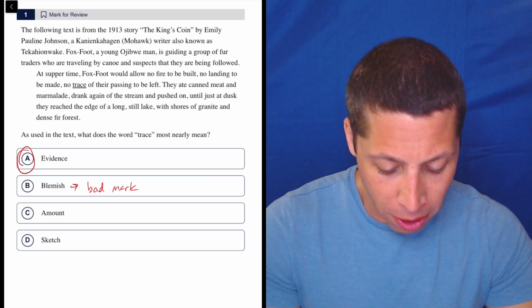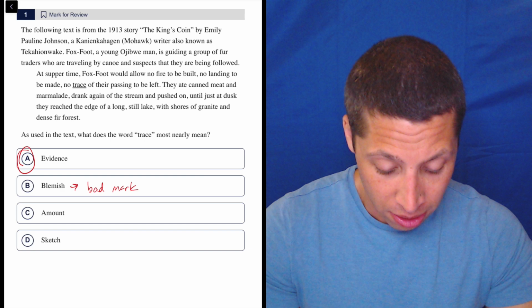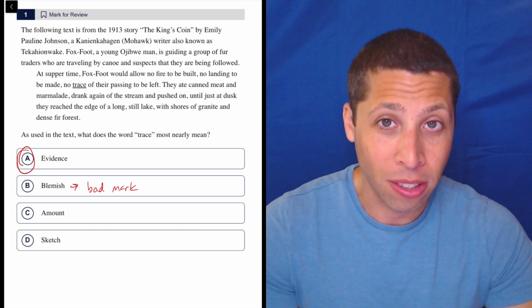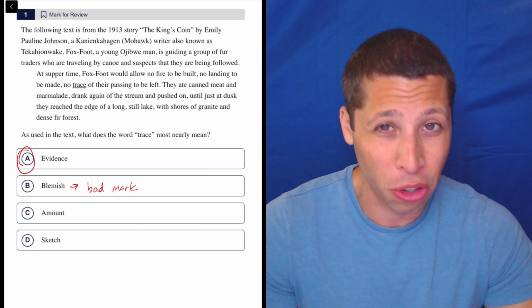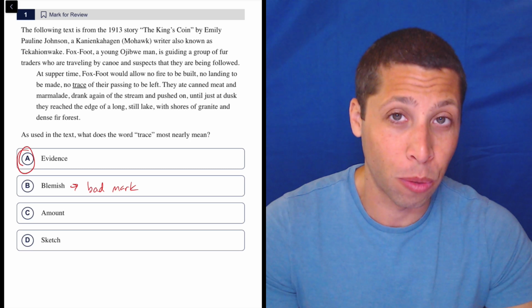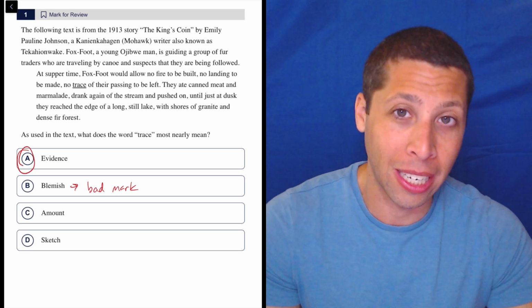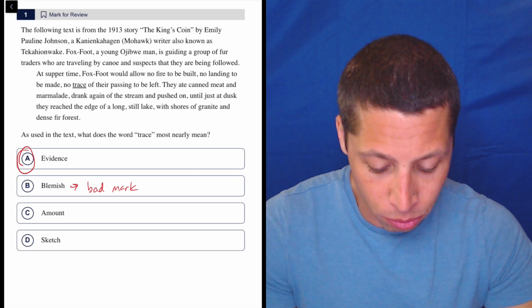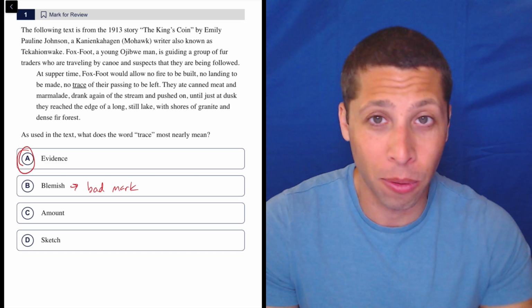No amount of their passing to be left. Like, I don't even know what that means. This is the benefit of maybe plugging the words in, and sometimes they just don't make sense. And then sketch is the word we thought was the more traditional meaning of trace, but it doesn't make any sense. No sketch of their passing. They're not drawing what they're doing, right?